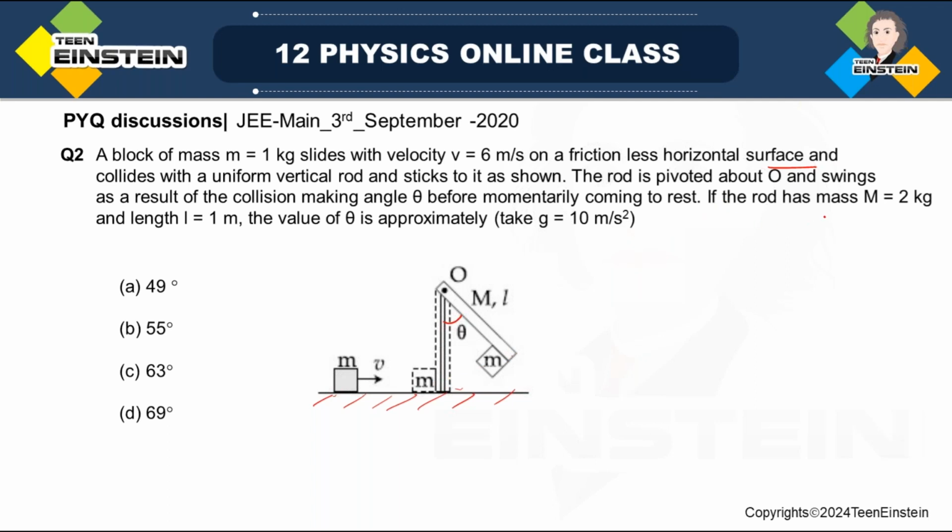If the rod has mass m equal to 2 kg and the length l is equal to 1 m, the value of theta is approximately what? The options are 49 degrees, 55 degrees, 63 degrees, and 69 degrees. So guys, here you have to consider this motion as rotational motion.